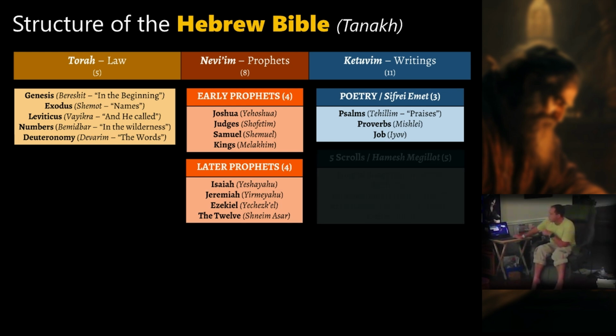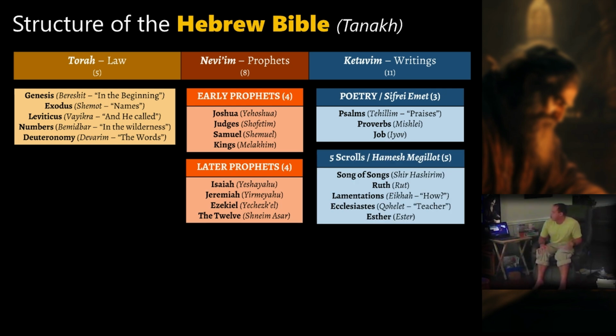And then from the books of poetry, you get to the 5 scrolls, which are the Hamesh Megillot, right? They're called the Megillot, the 5 scrolls, right? And this would be where you get some of the books that we skipped earlier, right? Song of Solomon, Ruth, Lamentations, Ecclesiastes, Esther. And these books are unique because they're all fairly short books, right? Song of Solomon is 8 chapters, Ruth is 4 chapters, Lamentations is, I want to say 5 chapters, I kind of forget. Ecclesiastes is 12 chapters, Esther is, I believe, 10 chapters. They're all very short books.